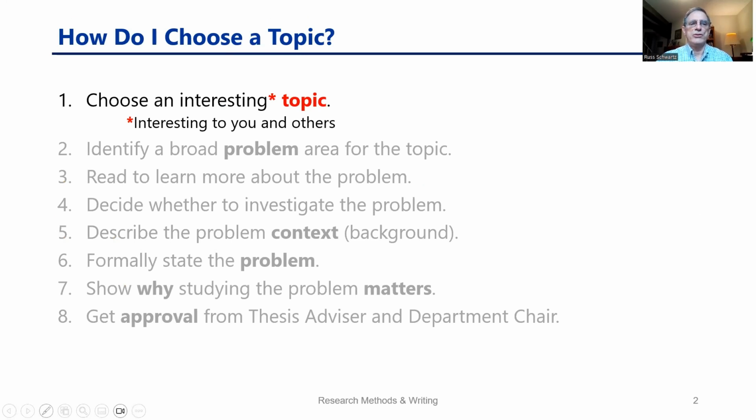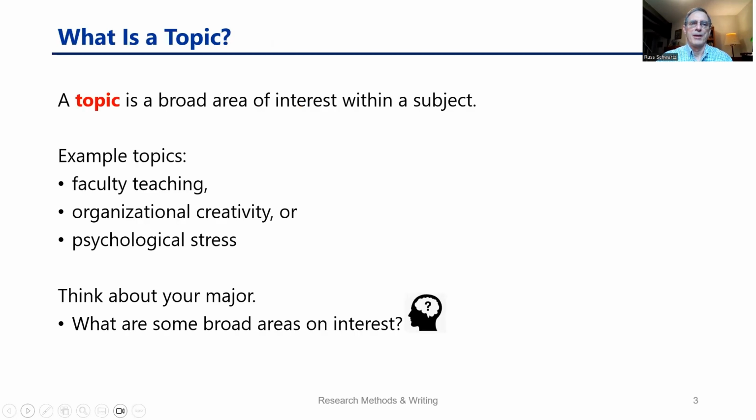So in an earlier video, we saw an 8-step process to get started working on our proposal. In this video, we're going to look at the very first step, choosing a topic that is interesting to you and others. As a quick review, remember that a topic is a broad area of interest within the subject. So some examples of topics are faculty teaching, organizational creativity, or psychological stress.